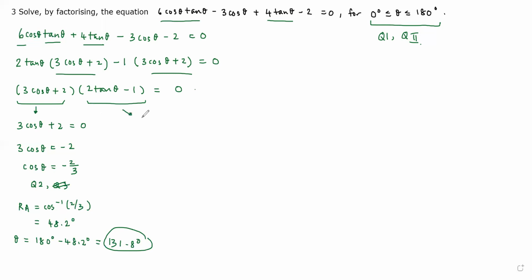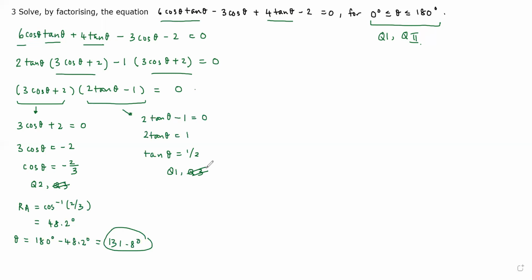From the second part, we set 2 tangent theta minus 1 to 0, so that 2 tangent theta is 1, or tangent theta is 1 over 2. This is a positive ratio. Tangent is positive in either quadrant 1 or quadrant 3. Your solution should either be in quadrant 1 or 2. That is out. Tangent theta in quadrant 1, we do not need a reference angle.